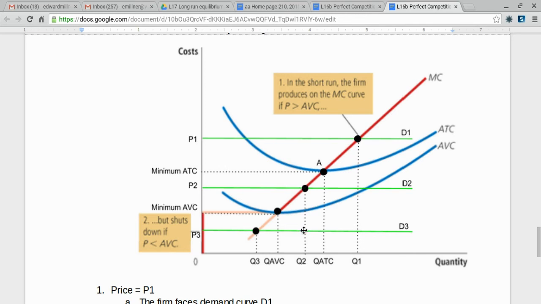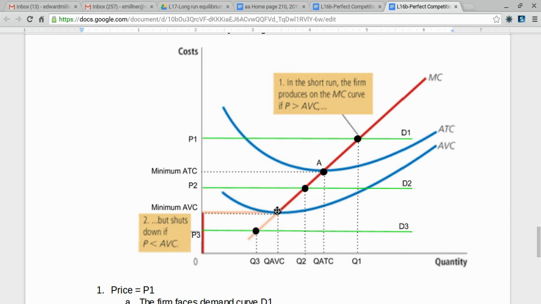Now let's look at what happens when price is P3. When price is P3, the demand is horizontal, D3. That price is below the minimum average variable cost. In that situation, the best thing for the firm to do is to shut down and produce zero.